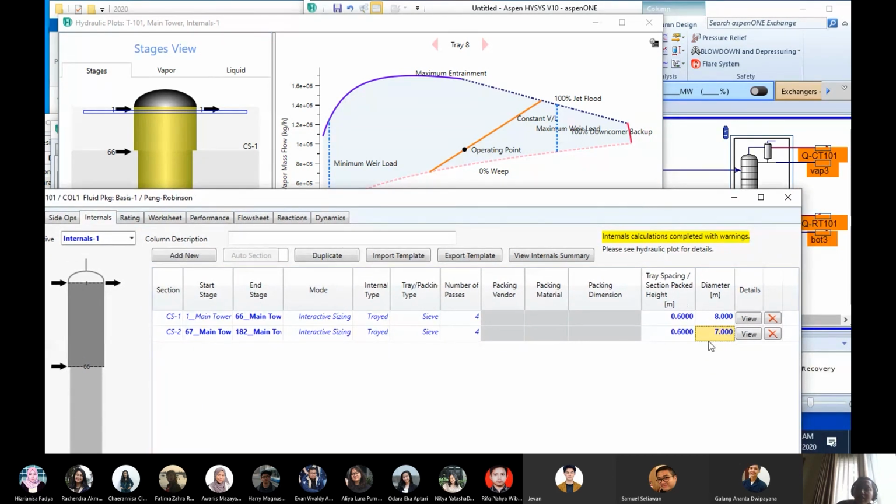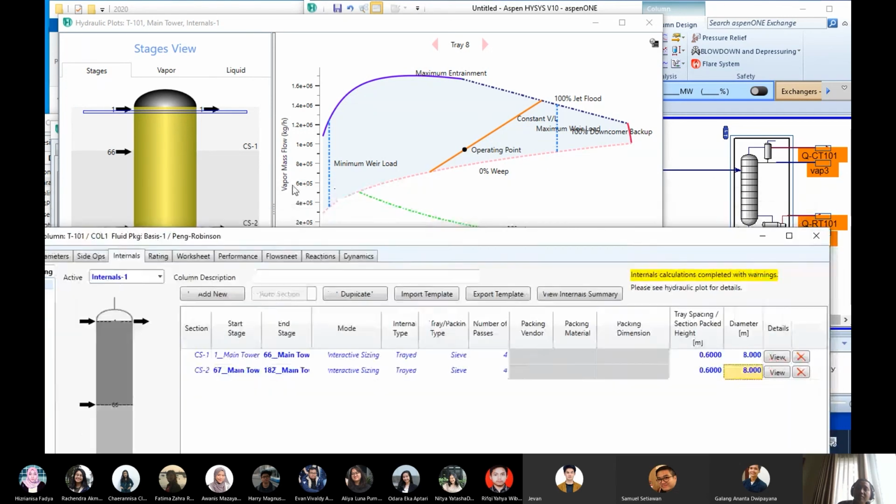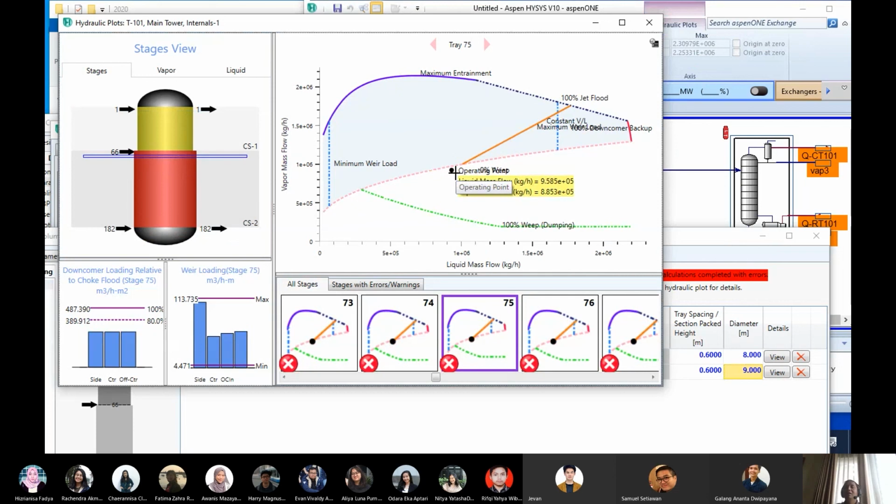Okay, and then how about 8? 8 is also acceptable. Okay, why? Because our condition is still inside the operating window. Okay, how about 9? Okay, 9 in here, it's mentioned that the condition is below the whipping. So it means that it's prone to have the whipping condition.